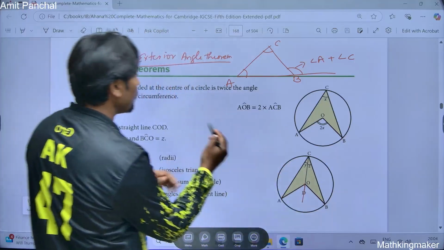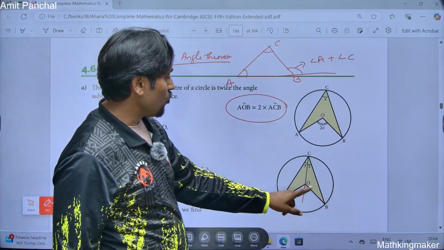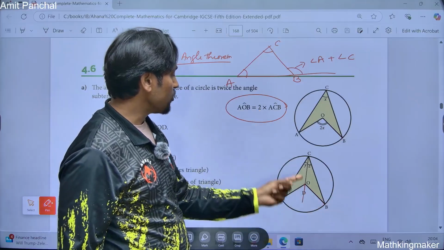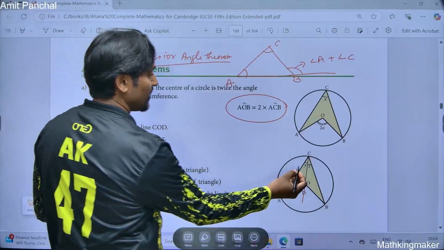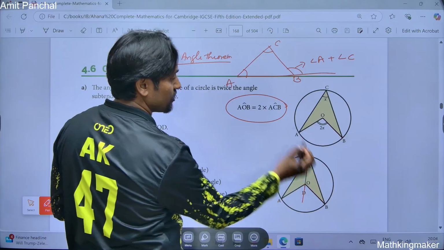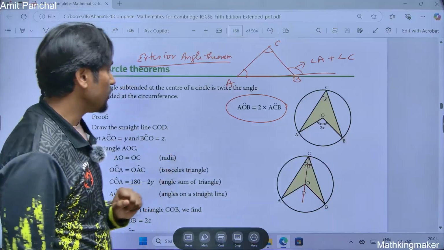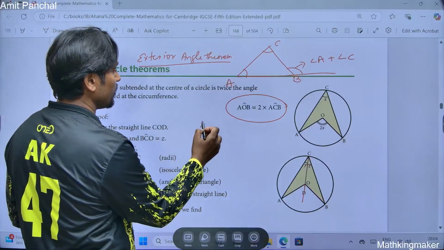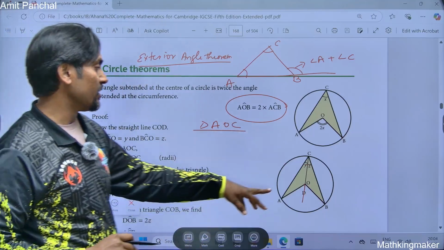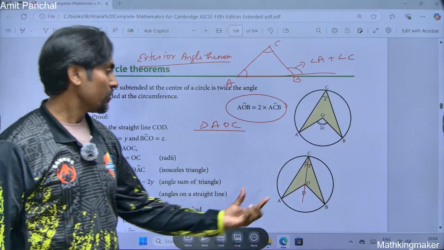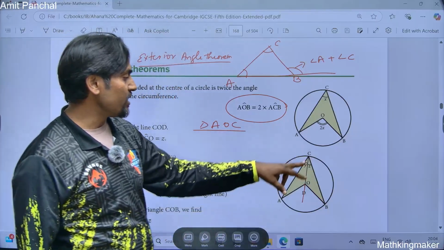Okay, so what we have to prove is that angle AOB is twice angle ACB. Let us take this as angle Y and this as angle Z. Just see the triangle AOC. AOC will be an isosceles triangle, isn't it? Because OA is a radius and OC is also a radius, so it is an isosceles triangle.